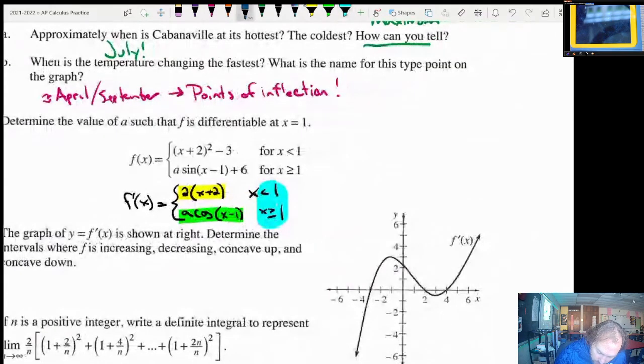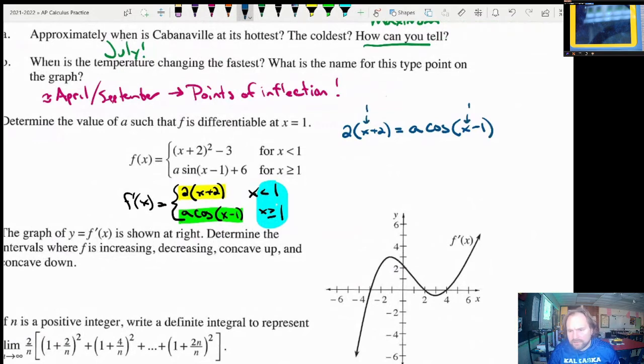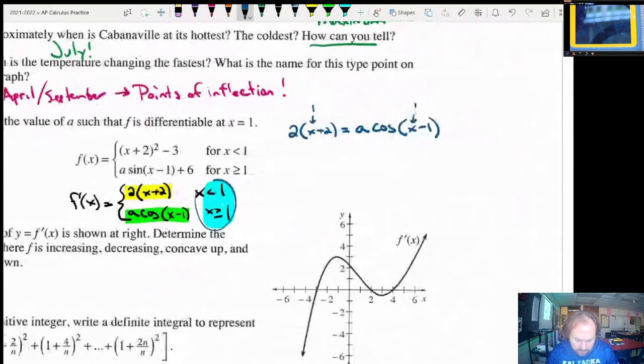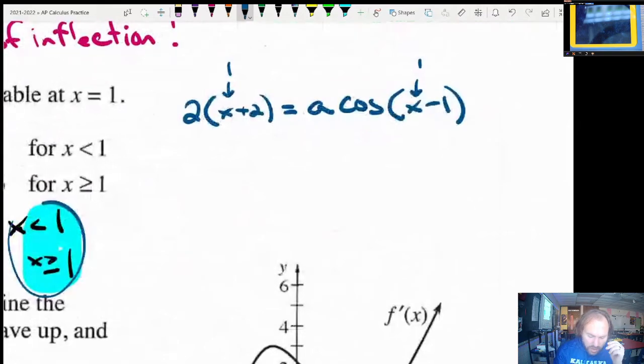We're going to check to see when 2 times x plus 2 is equal to a times the cosine of x minus 1. We're going to plug in 1 for the x's in this problem, and then solve that for a, because that's what we care about. We care about when x is 1. So let me zoom in on that really carefully, and away we go.